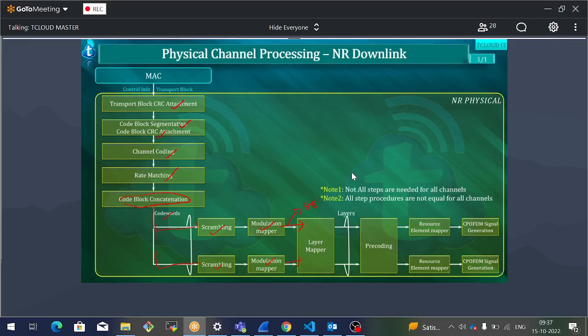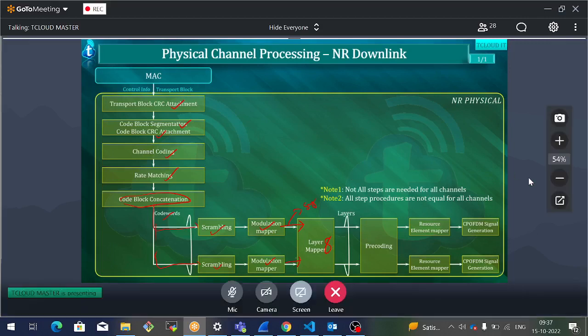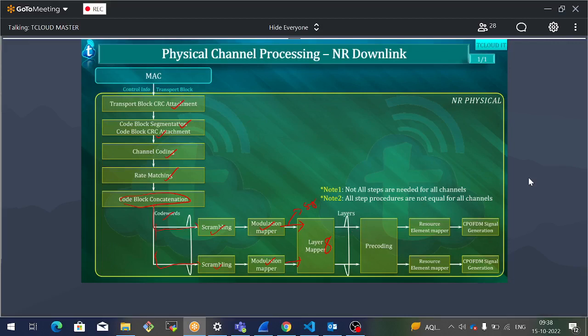Then we have learned about layer mapping. We have discussed the MIMO beamforming related things, and there is a maximum of up to 8 layers that we can have in 5GNR. So the 2 code words would be divided into up to 8 layers, depending on whether we are performing MIMO or spatial multiplexing or whatever. We learned that part in our earlier session.